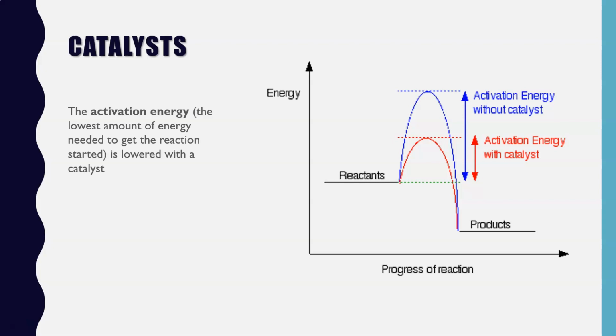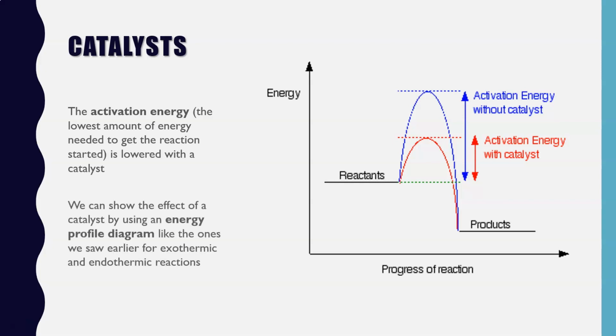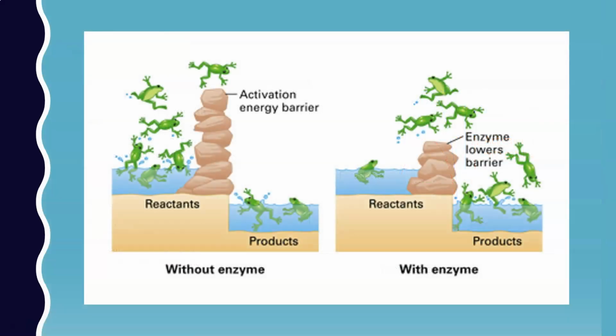So the activation energy, the amount of energy needed for the reaction to occur, remember, is lowered with a catalyst. And if you have a look at the graph, the blue is without a catalyst, the red is with a catalyst. So we're showing that, remembering those graphs are called energy profile diagrams. So enzymes are biological catalysts, okay?